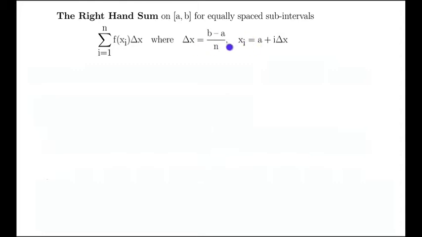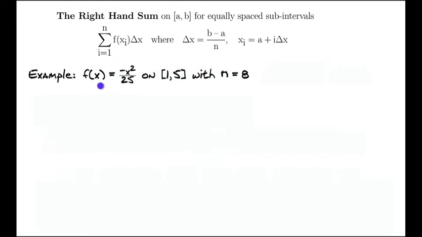Let's see how this works using an example. Let's take the example with f of x equals minus x squared over 25, where the interval is from 1 to 5, and let's use n equals 8 in this example. The easiest thing here to compute is delta x, so let's start with that. Delta x is just going to be the difference, 5 minus 1, divided by n, which is 8, and so we get back a half.